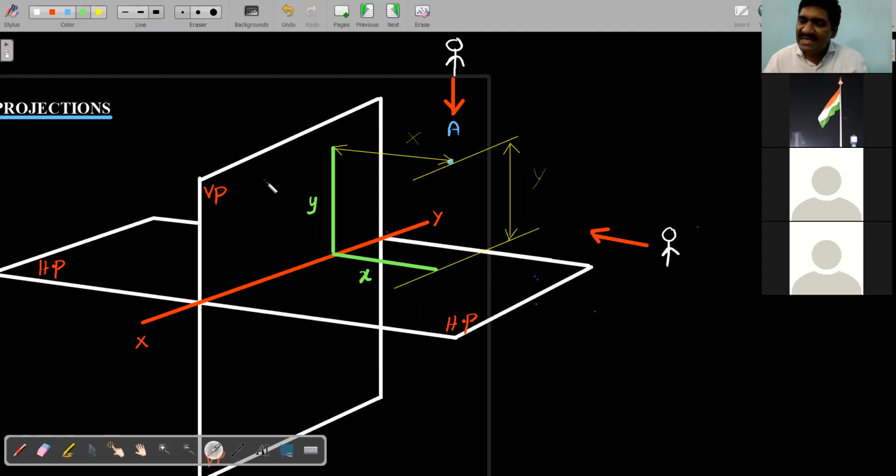Therefore I am saying this one is in front of the vertical plane and above the horizontal plane. Now in the front view you can see this y only, but you cannot see this x.